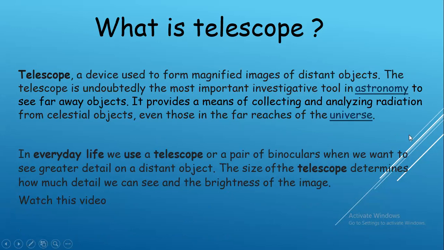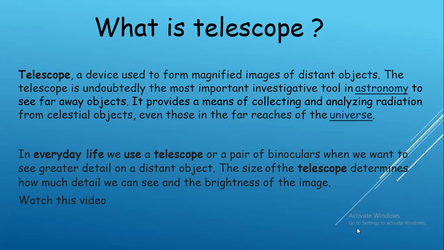The ones we use on Earth are called terrestrial telescopes. The size of a telescope determines how much detail we can see and the brightness of the image. Now I'm going to show you a video, so that with the help of the video you are able to know more about the basics of the telescope.